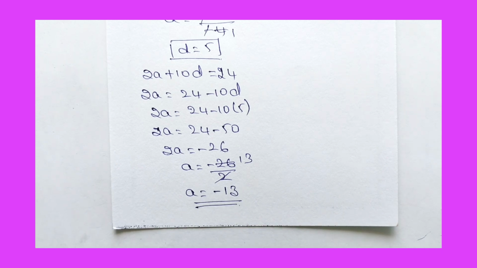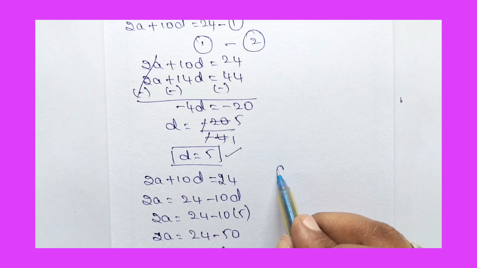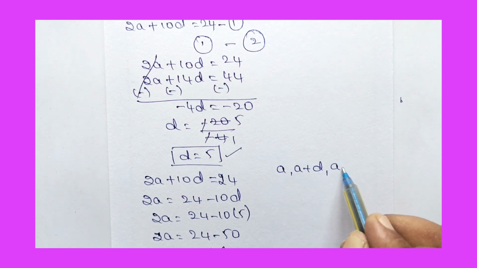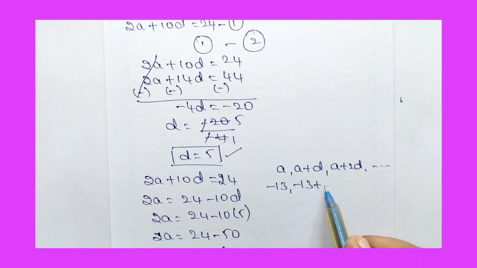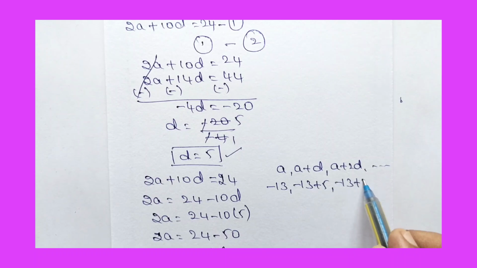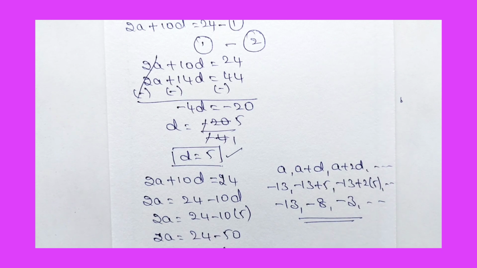So a is minus 13, d is 5. Using this, write the terms of the AP: a, a plus d, a plus 2d, and so on. a is minus 13, a plus d is minus 13 plus 5, a plus 2d is minus 13 plus 2 into 5, and so on. Minus 13 plus 5 is minus 8, 2 5s are 10, minus 13 plus 10 is minus 3. So minus 13, minus 8, minus 3, and so on are the terms of the given AP. So like this we have to write the AP or find the terms of the AP.